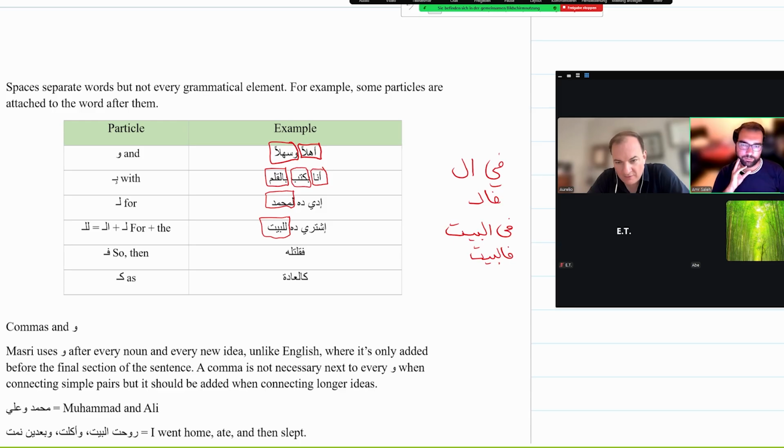So that's one of the things you have to watch out for. So we're losing the yot at the end of fi, is that right? Yeah, exactly. Basically the rule here is that one-syllable prepositions get joined to the following word. That seems to be it, right? As soon as you have more than one syllable, space.